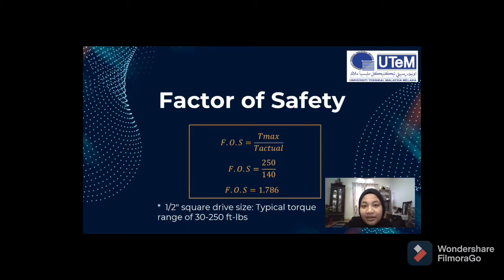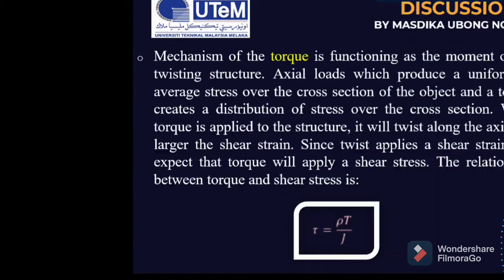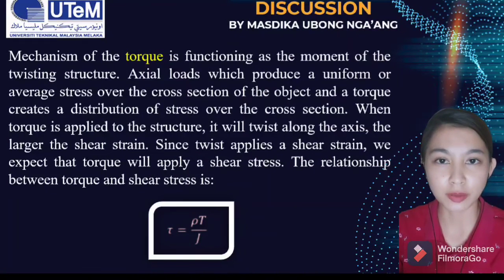For the factor of safety, we use the maximum torque divided by the actual torque. So we take the maximum of the standard torque range, which is 250 for our drive size, and divide by 140, which is the torque that we use in this experiment. So we get that the value of factor of safety is 1.786.